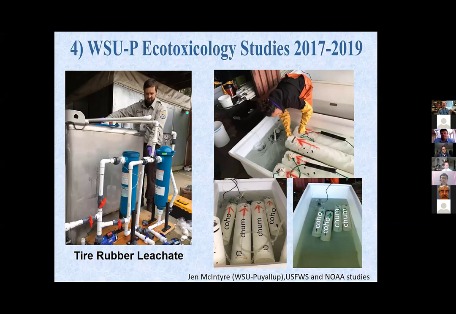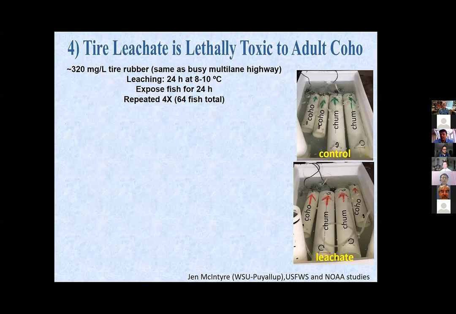So Jen tested this. And basically, we made tire leachate at a strength of about what we call 320 milligrams per liter. It's roughly as strong as you might expect to see in a busy multi-lane roadway runoff. And we leached that for about 24 hours at ambient conditions, which is about 10 degrees Celsius at this time, and exposed the fish for 24 hours. And so Jen repeated this study 4 times. So there's actually 64 total coho and chum salmon adults in this study. And I'll say some of those chum salmon adults were 15 pound fish, 18 pound fish. Some of the coho salmon were 5 to 10 pound fish. So we're talking about really large fish here.